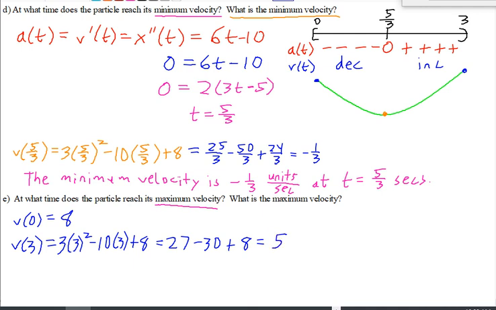But here we're looking for the maximum velocity. So the maximum is 8 in this case. So you can say the maximum velocity is 8 in units per second at t equals 0 seconds.